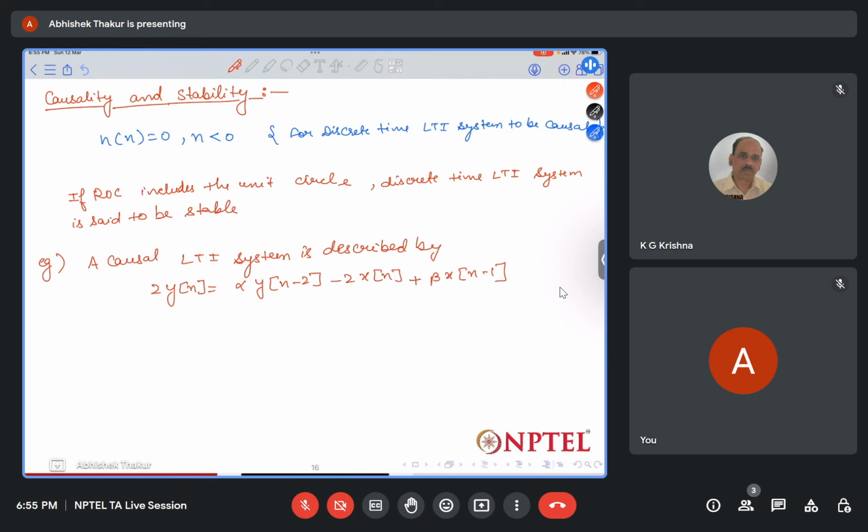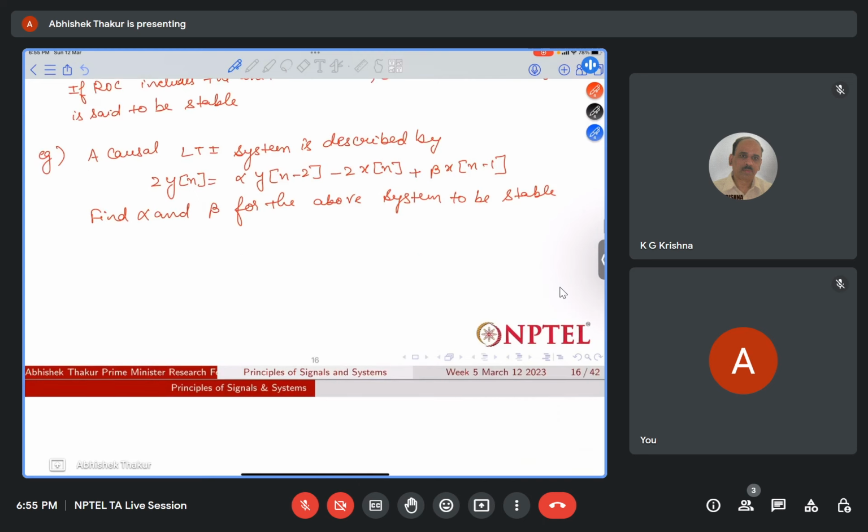So we have to find the value of alpha and beta for the system to be stable. Find alpha and beta for the above system to be stable. So in this question it is given, so we will first write the transfer function. 2 Y(z) is equal to alpha z^-2 Y(z) minus 2 X(z) plus beta z^-1 X(z).